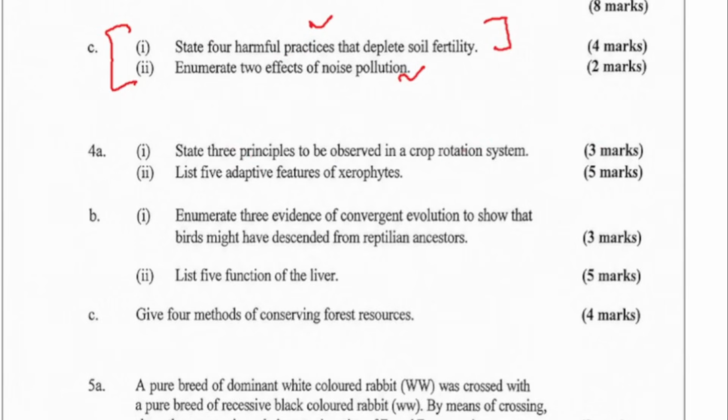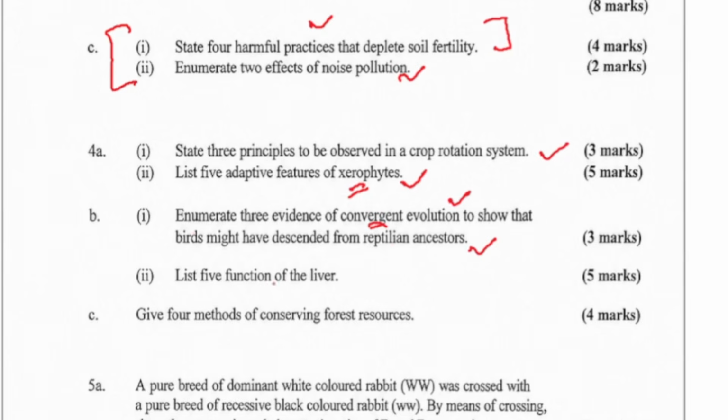Now, state 3 principles to be observed in the crop rotation system. You see, tilting towards a bit of agric. Then list 5 adaptive features of xerophytes. Xerophytes, I told you in the objective test, are dry plants that do well in dry areas, like your cactus. Enumerate 3 evidences of convergent evolution to show that birds might have descended from reptilian ancestors. Convergent evolution is evolution that comes towards a point: 2 different species becoming increasingly similar.